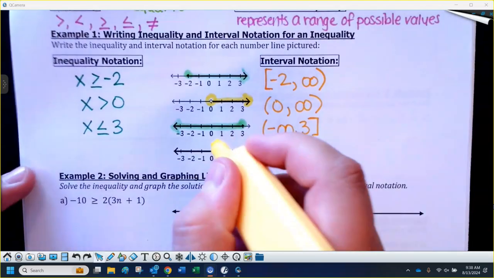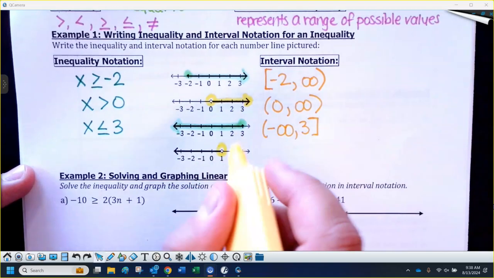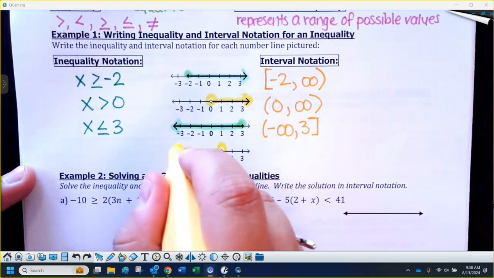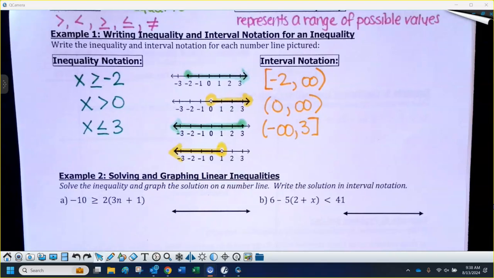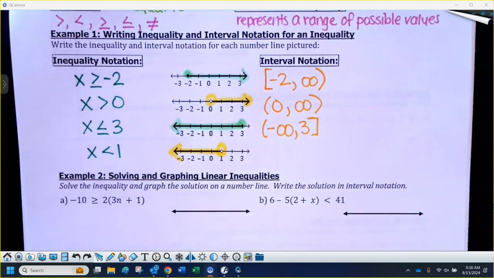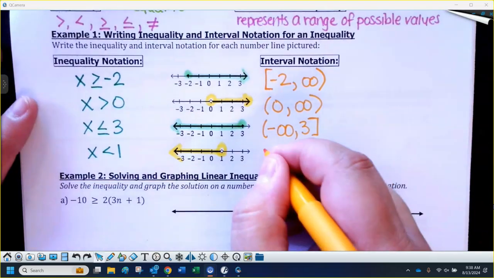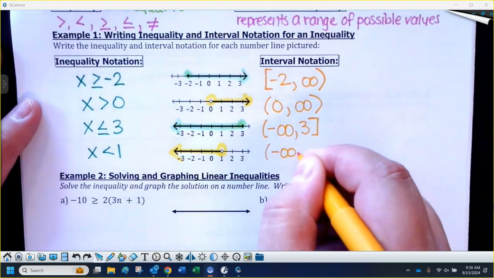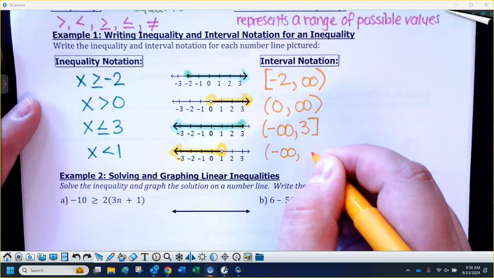All right, and then we have one more. This has an open circle at 1 and points to the left. How could I write that inequality? X is less than 1. Excellent. X is less than 1. Anybody want to try the interval notation maybe? What do you think? Negative infinity, 2. No, 1, 0.